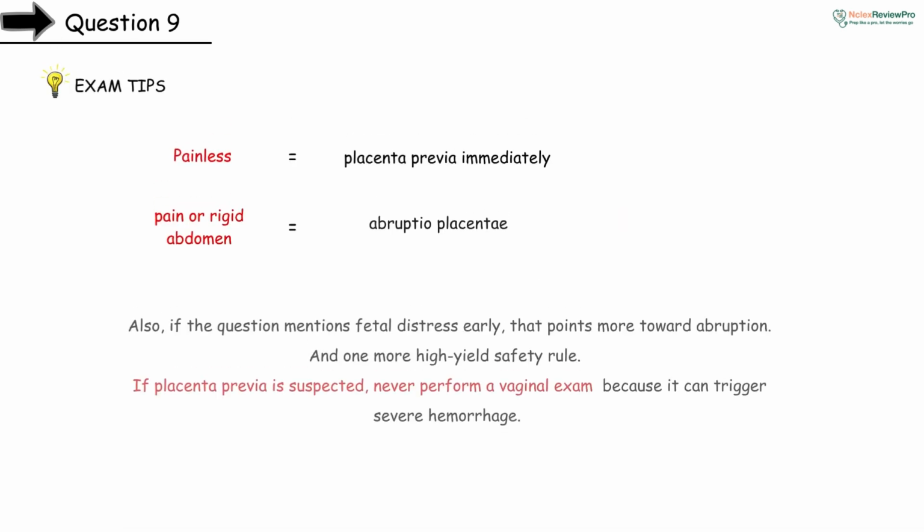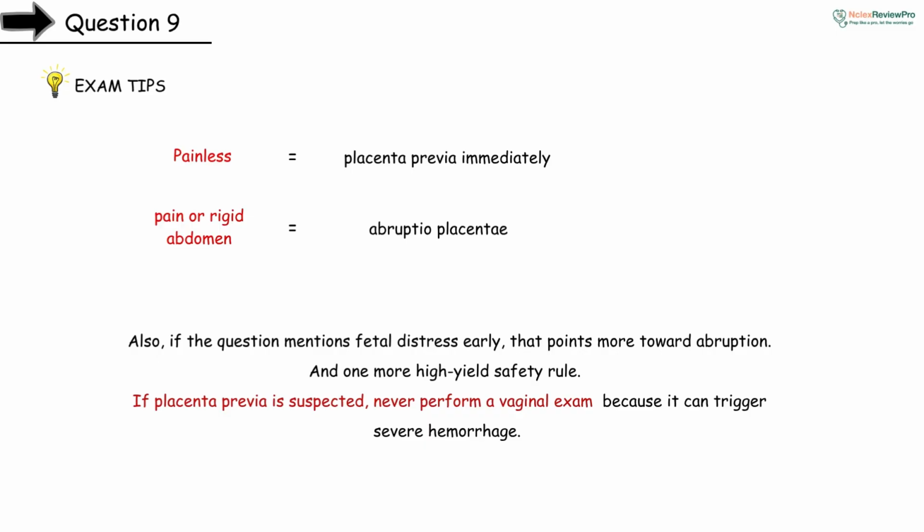Now here are some exam tips. If you see the word painless, think placenta previa immediately. If you see pain or rigid abdomen, go straight to abruptio placentae. Also, if the question mentions fetal distress early, that points more toward abruption. And one more high-yield safety rule. If placenta previa is suspected, never perform a vaginal exam because it can trigger severe hemorrhage.